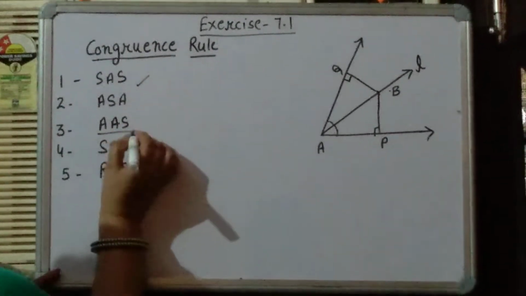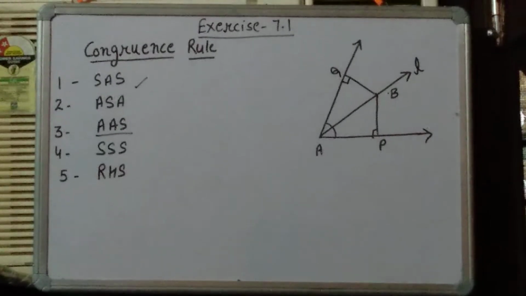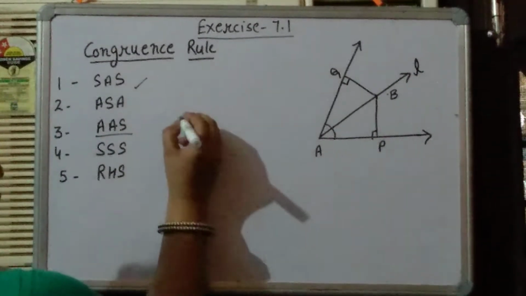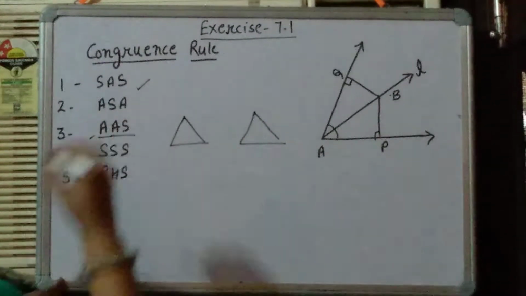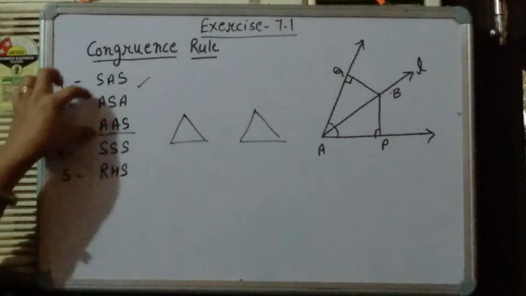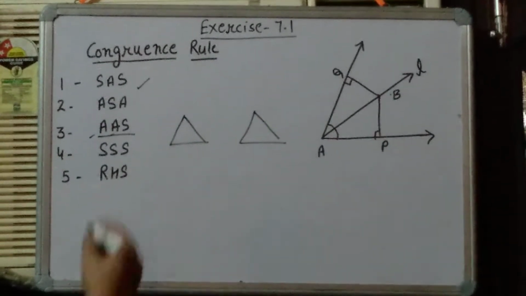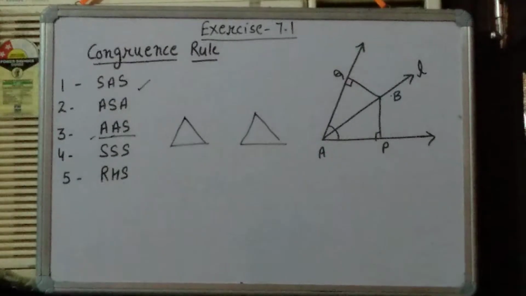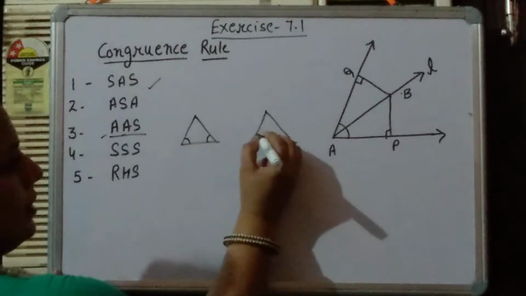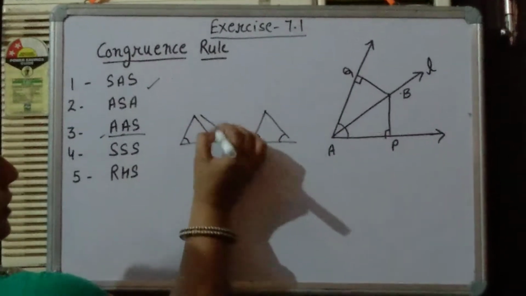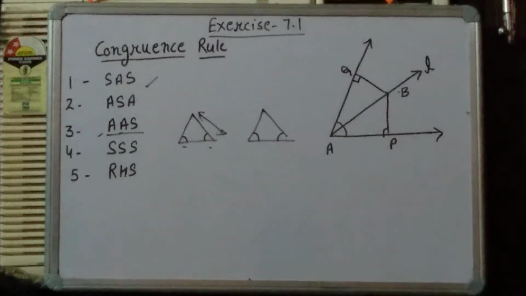Third one is angle angle side, in which any two angles and one side are equal to another triangle. That means if we draw two triangles, any two angles, this is the main difference between these two rules. In this rule, two angles and the included side must be equal, and in the third rule, any two angles and any side are equal to another triangle. That means we can take these two angles and this side, which is not included between these angles. So this rule is any two angles and one side.